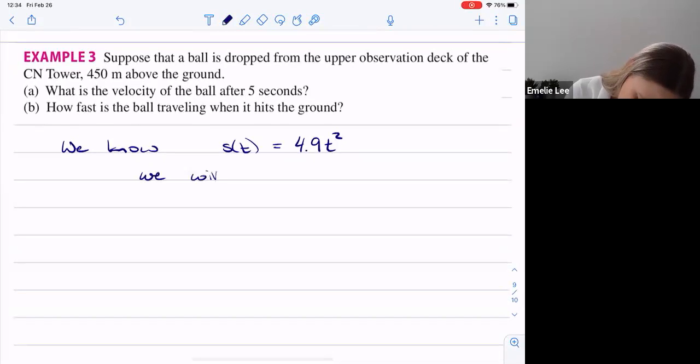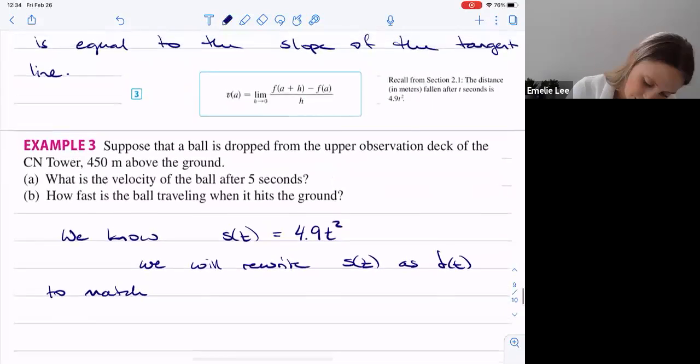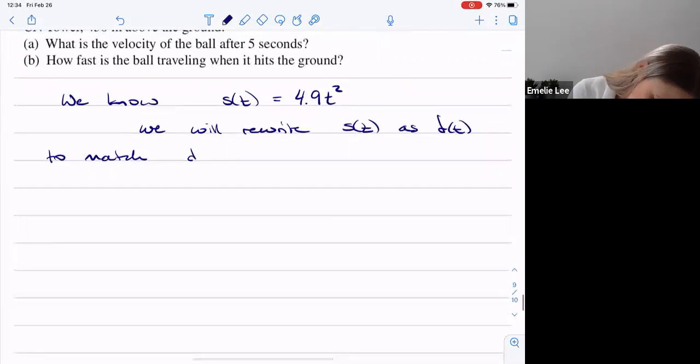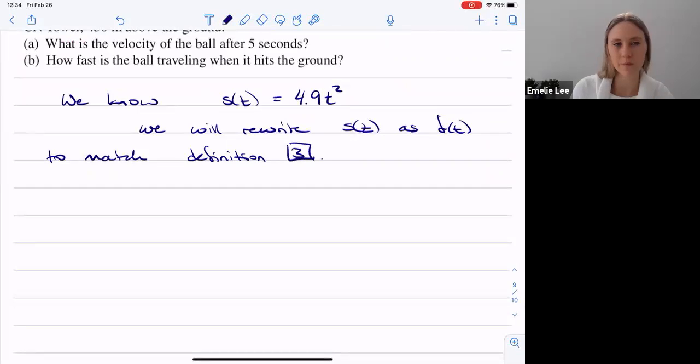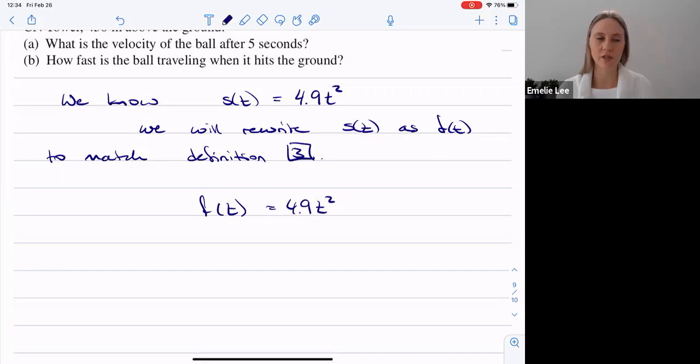We will rewrite s of t as f of t to match definition 3. So then f of t is 4.9 t squared. Changing the name of the function doesn't actually change anything.